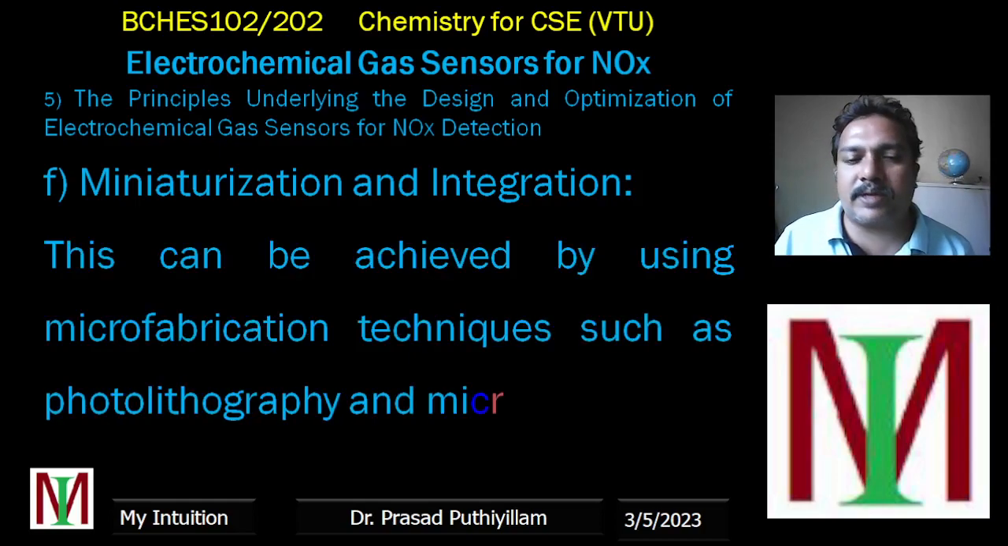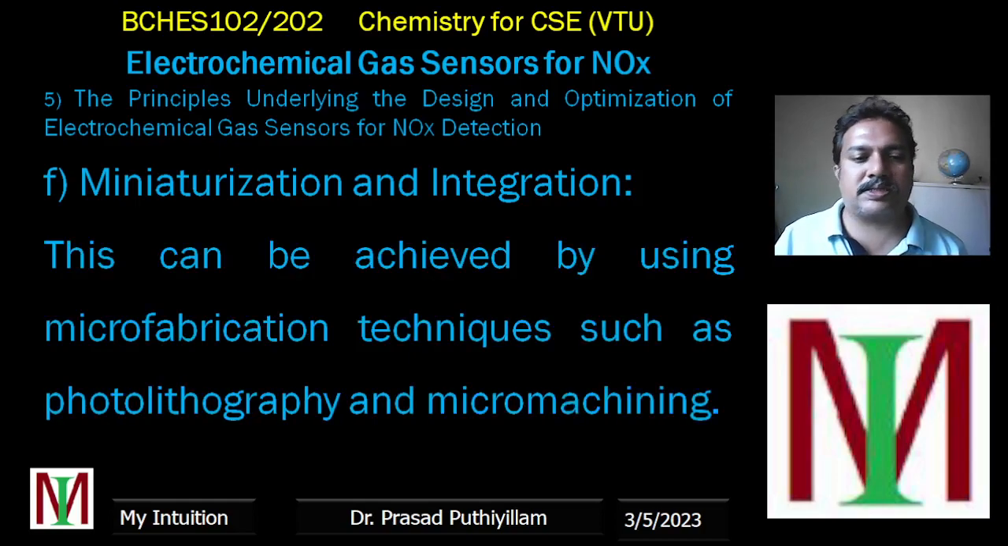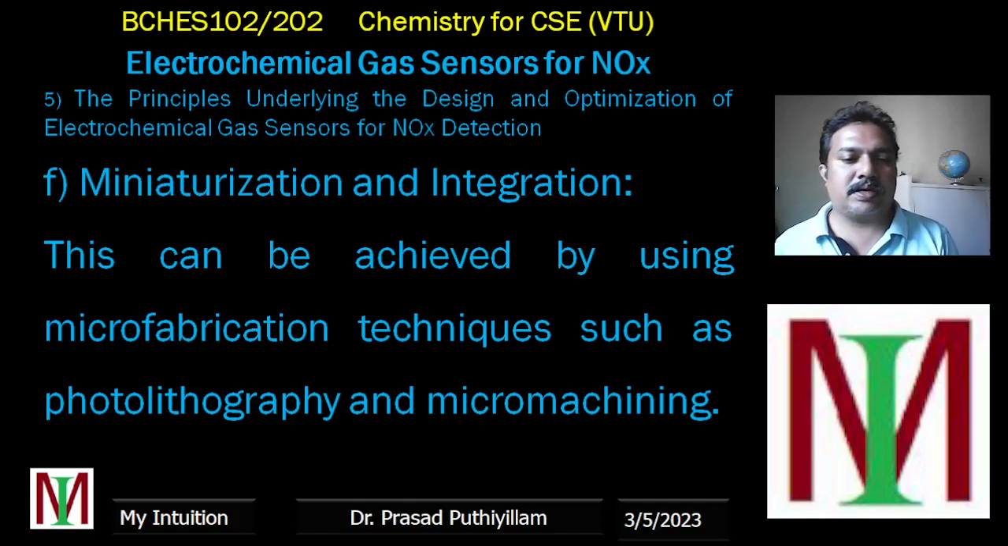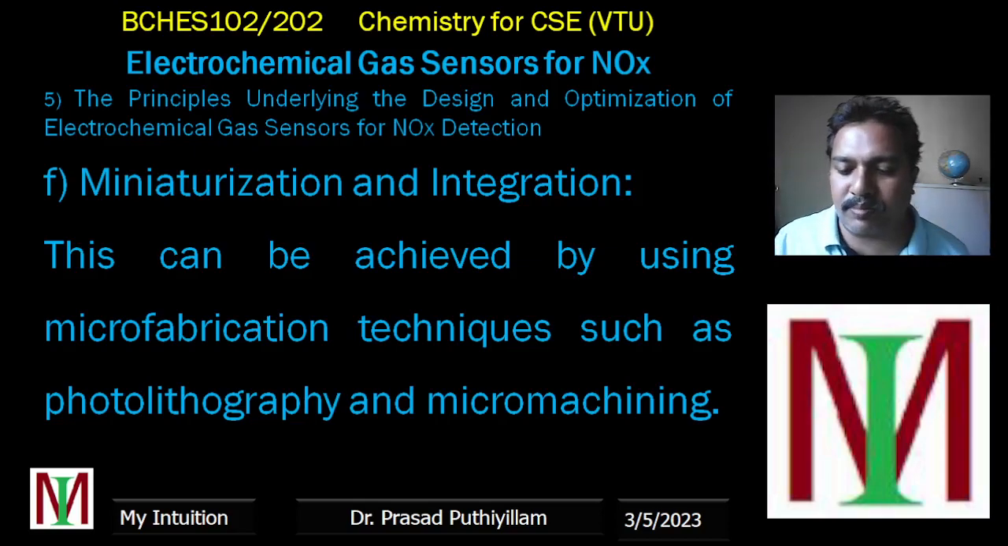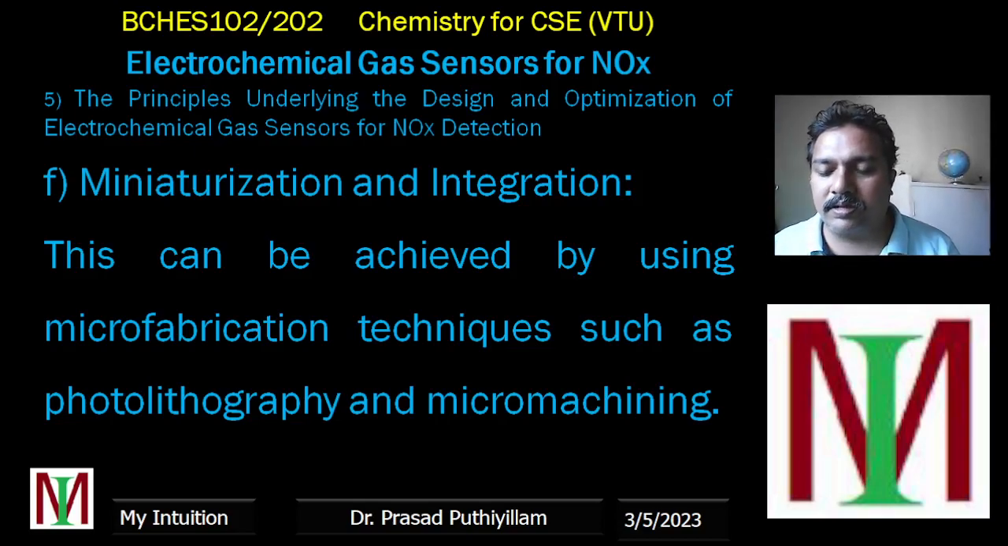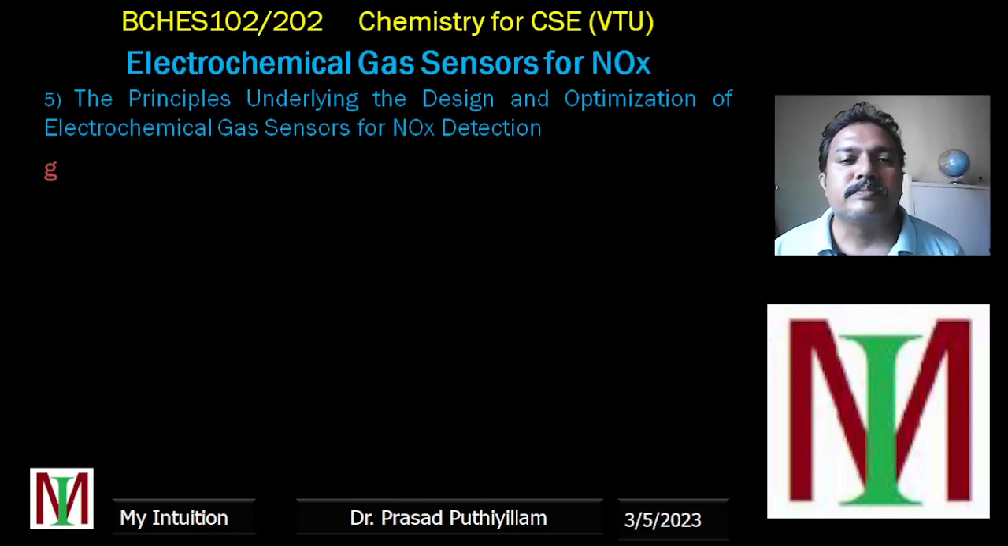This can be achieved by using microfabrication techniques such as photolithography and micromachining. Mainly after the introduction of nanomaterials and nanotechnology, many methods are introduced, like photolithography and micromachining. It can be used for material preparation, the sample preparation, the sensor preparation, the sensing material preparation, or the electrode preparation.